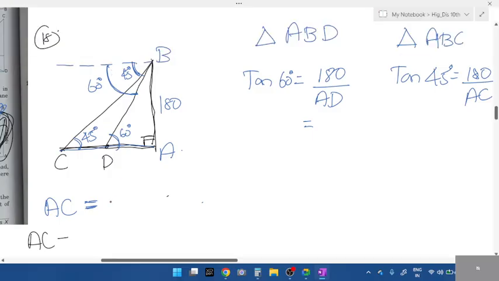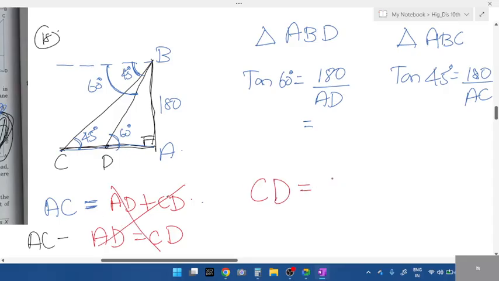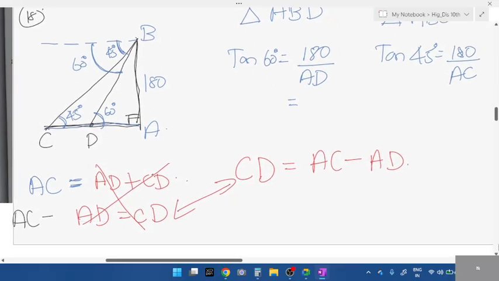AC is equal to AD plus CD. And if you want to find the value of CD, CD remains as it is, AC minus AD. You can write it step by step or just ignore. If you have understood the concept, you can directly write CD is equal to AC minus AD. Let me minimize, copy this, complete it for homework.